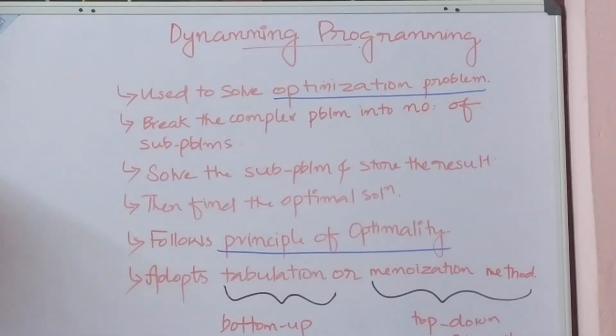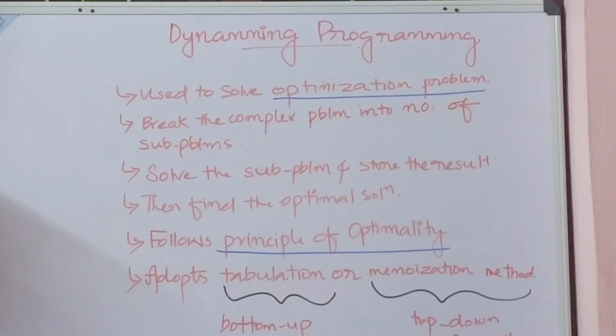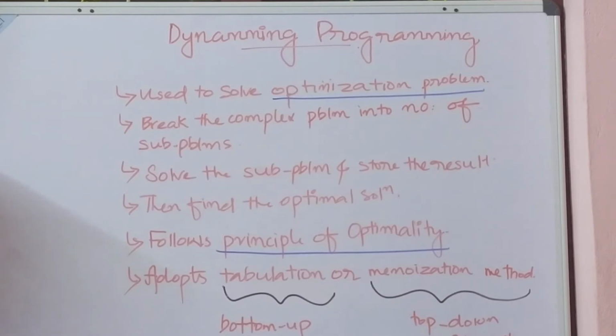Hi students, today we are going to discuss another topic, that is dynamic programming. Dynamic programming is mainly used to solve optimization problems. We already discussed what an optimization problem is: a problem that requires either a maximum or minimum result. Dynamic programming is used to solve such types of problems. The greedy method is also used to solve optimization problems, but here dynamic programming is another approach.